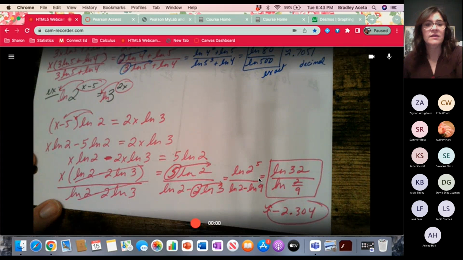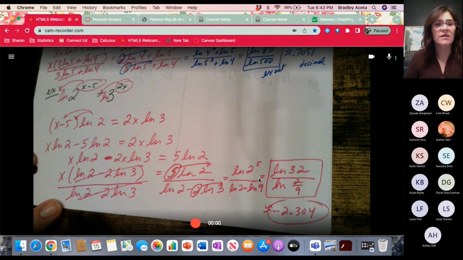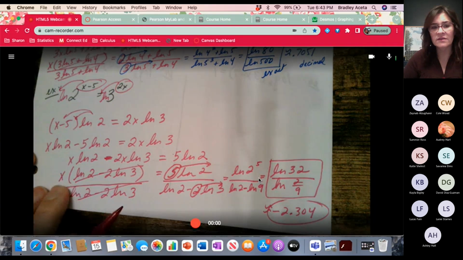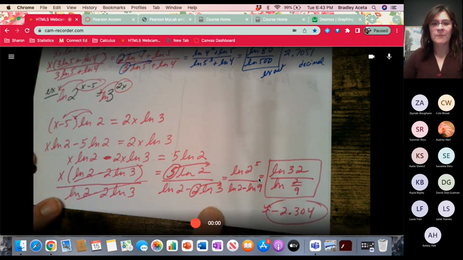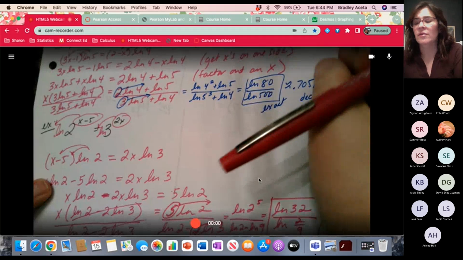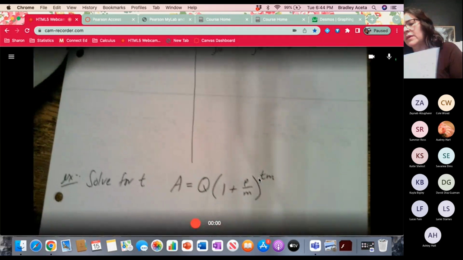ln, ln. Distribute that ln of whatever it happens to be. Get all your x's to one side. Factor out the x. And divide. And the more you do it, the better you will get at it. I promise, I promise.